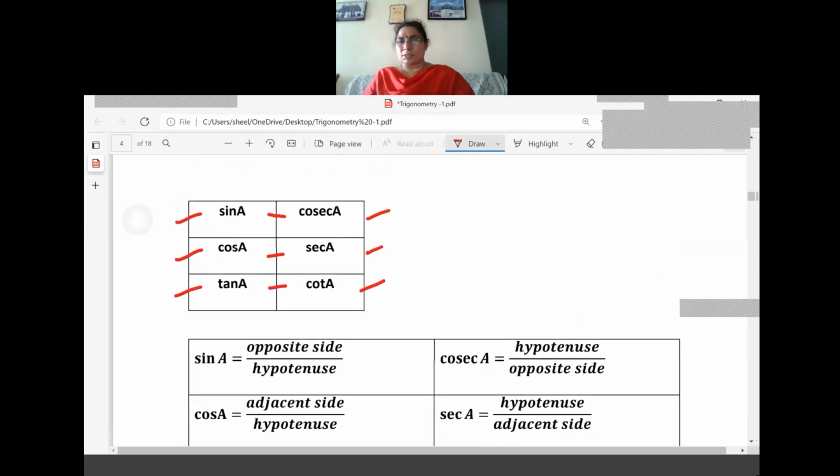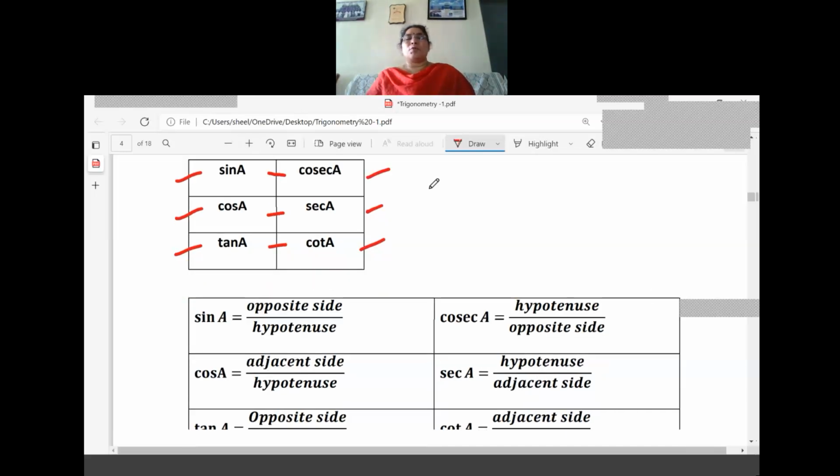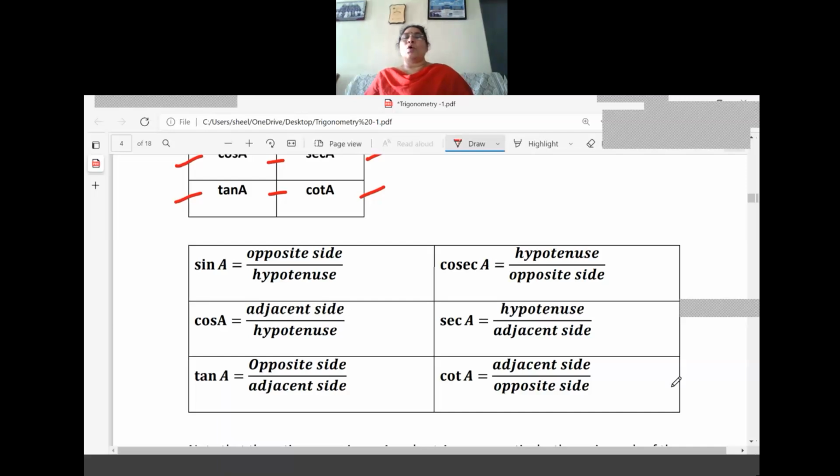First, you have to learn the names, right? After learning the names, you should learn the formula. What is the formula? Sin A equal to opposite side by hypotenuse. Cos A equal to adjacent side by hypotenuse. Next, tan A equal to opposite side by adjacent side. Similarly, for the other side, if you know this one you can write it easily because it's a reciprocal. Cosec means hypotenuse divided by opposite side. Sec means hypotenuse divided by adjacent side. Cot A means adjacent side by opposite side.